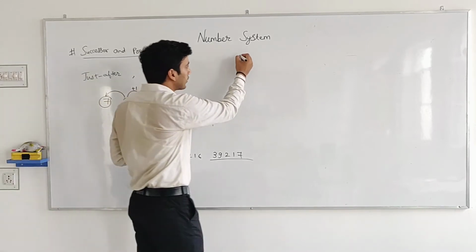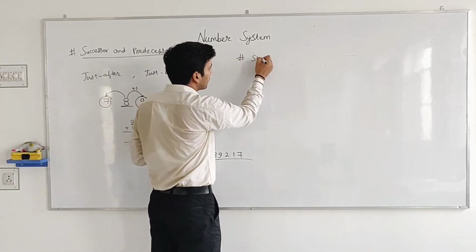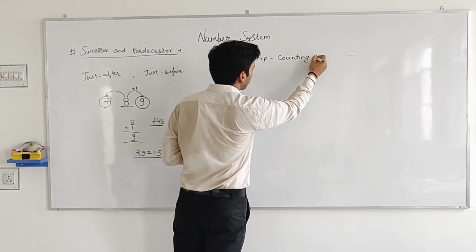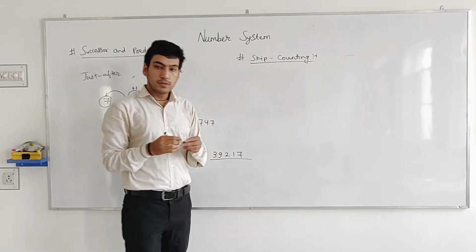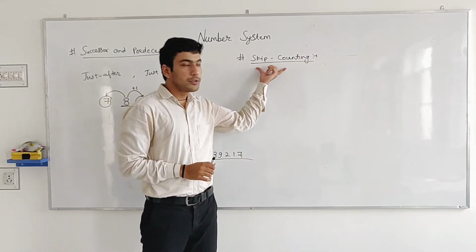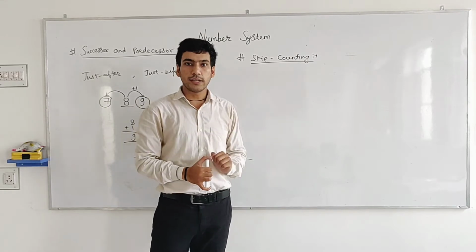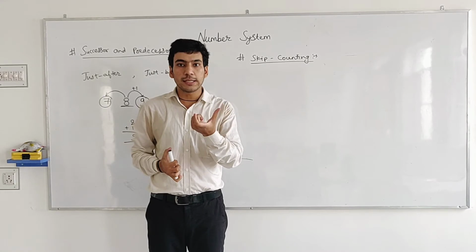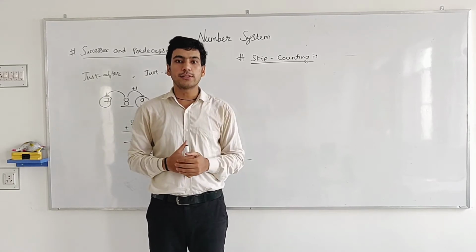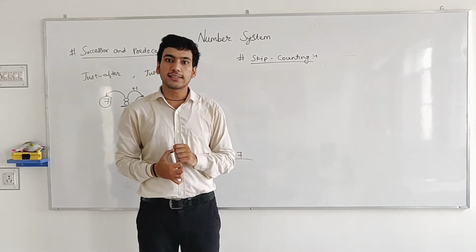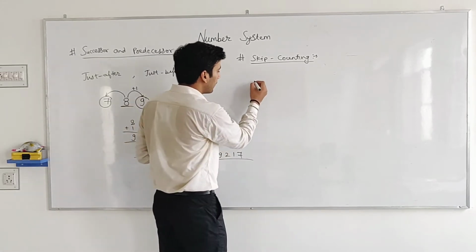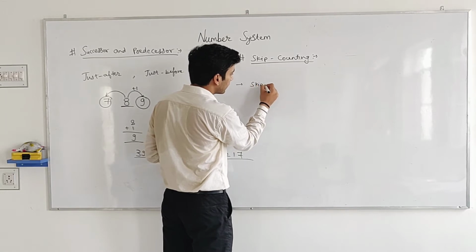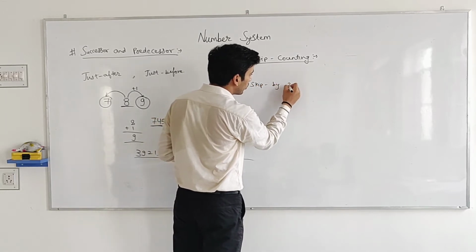Now next topic is skip counting. Now what we are going to do in this skip counting is, you have a sequence of numbers, and in this sequence you have to skip a fixed gap between two consecutive numbers, or we can say two successive numbers. For example, first we are going to learn skip counting by twos.